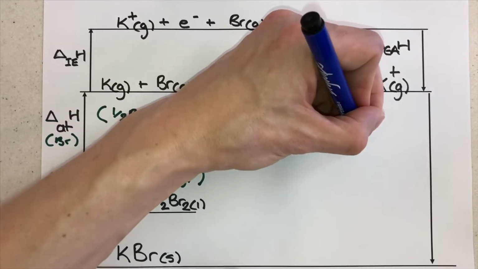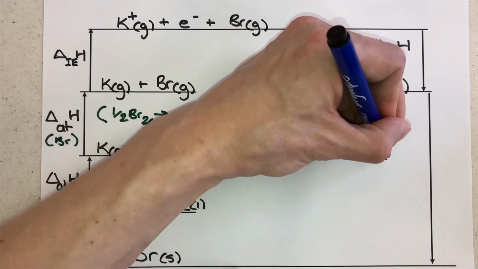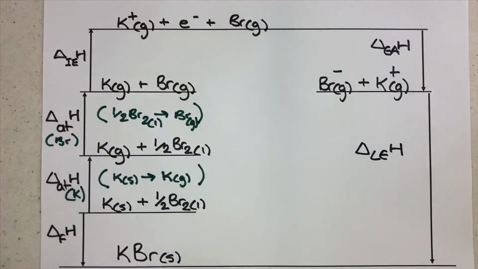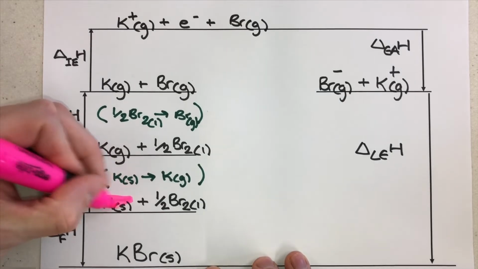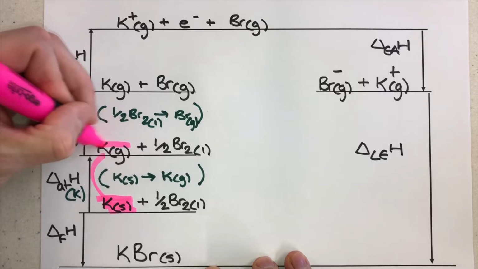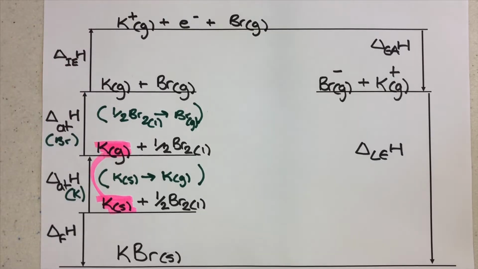My final enthalpy change is the lattice enthalpy. Now that's forming 1 mole of an ionic substance from its gaseous ions. And we can see here the Br- and the K+ are colliding together in a big exothermic enthalpy change right down to the bottom line.